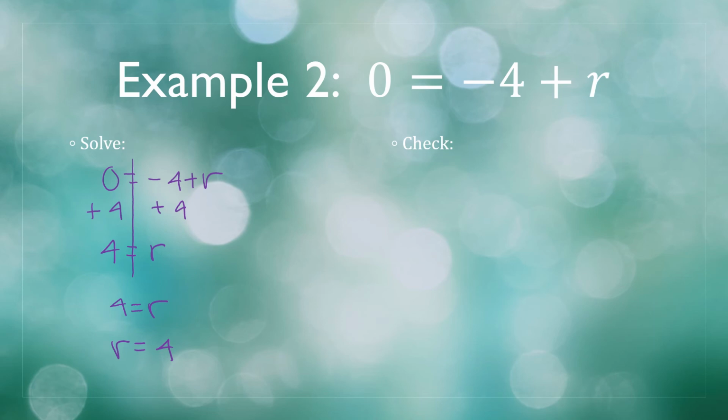Again, if you feel like you want to check your answer, especially if you have a more complex equation, you can always rewrite the equation and then take the answer you found, in this case r equals 4, and substitute it in for the variable. Everything else will be the same. Then we can simplify. Negative 4 plus 4 is going to get us 0, and yes, we know that 0 is equal to 0. So we now know that the answer we found, r equals 4, is the correct solution to the equation.